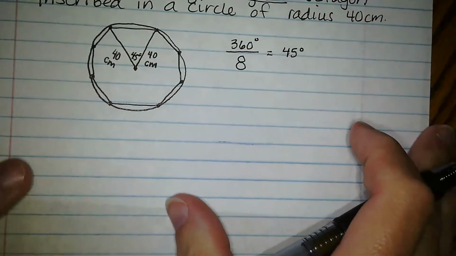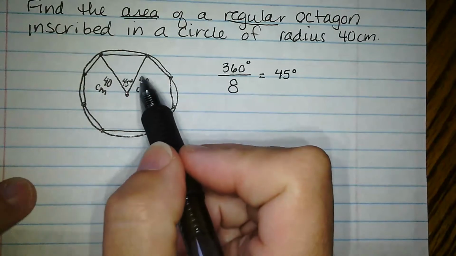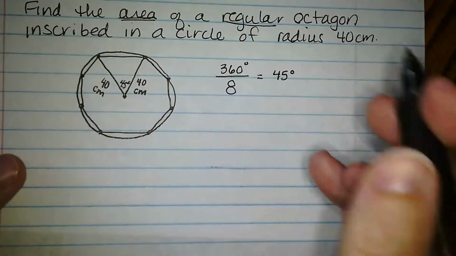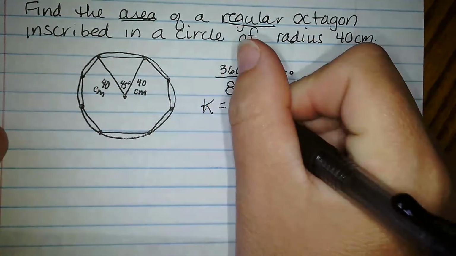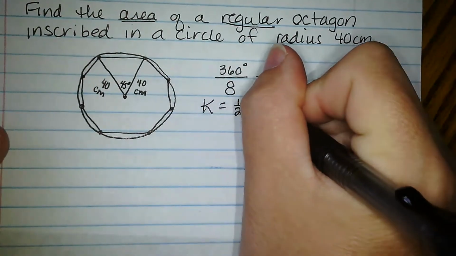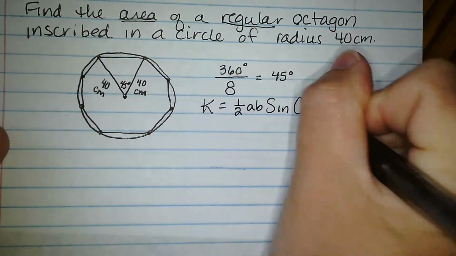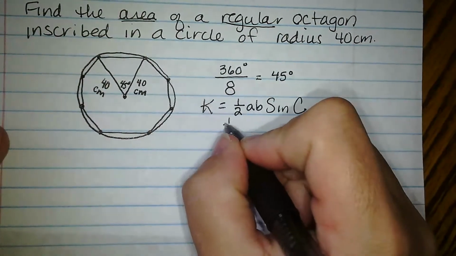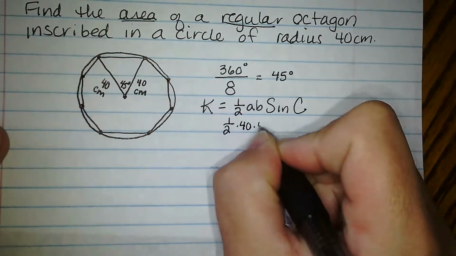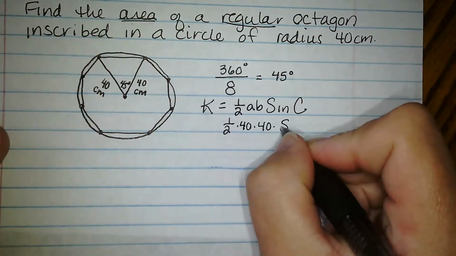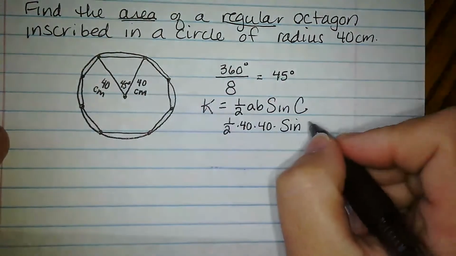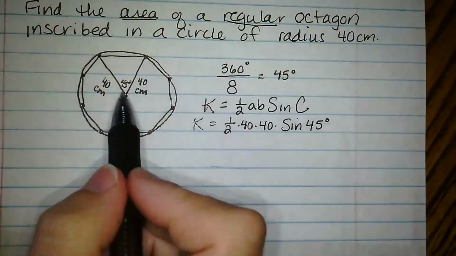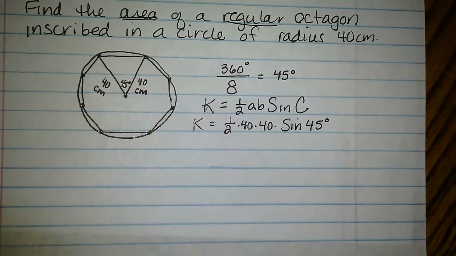And now that we have 2 sides of our triangle and the angle that's formed between them, we can do our area formula. So K equals 1/2 AB sine C. Now the 2 sides are the sides that are the radii, so that's going to be 1/2 times 40 times 40. And then the angle that's formed by those radii is 45 degrees. And that is going to give us the area of this first triangle.